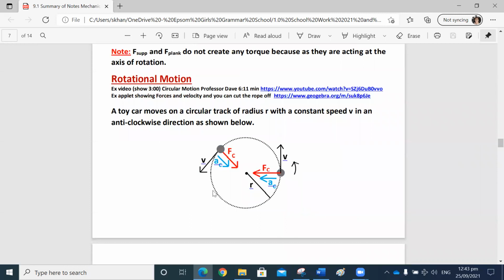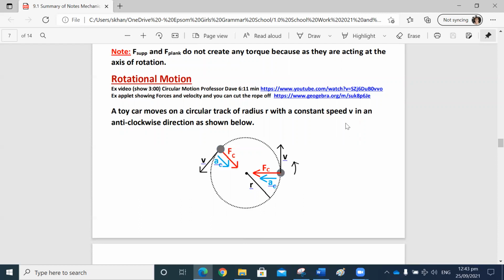Now, if something is moving at a constant speed around and around this point, it might be a toy car going around and around with a constant speed. Now, the direction of the motion is changing, therefore velocity is changing. And if velocity is changing, that means there must be an acceleration. And if there is an acceleration, that means there must be a force. And that force is towards the center.